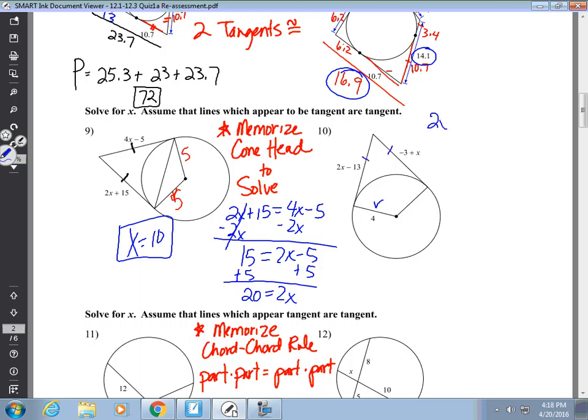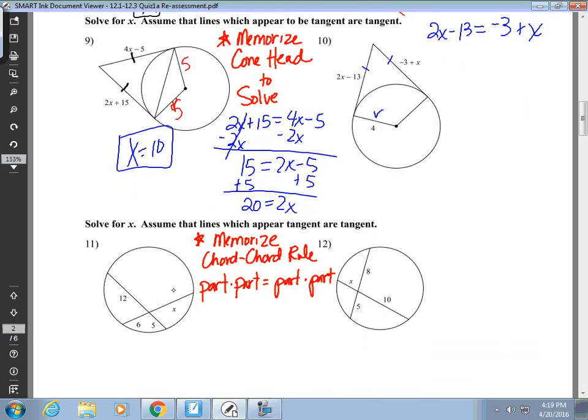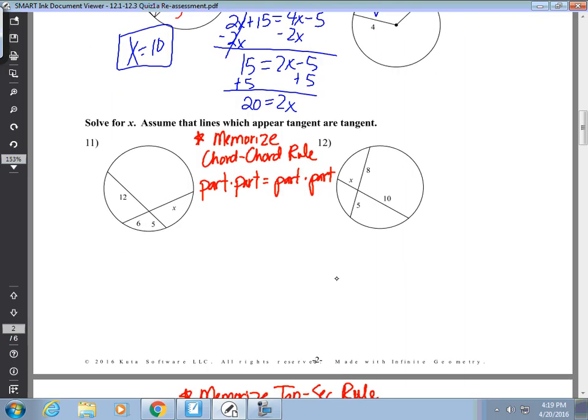tangents to solve. So this 2x minus 13 is equal to a negative 3 plus x. Don't forget your signs. Solve for x. If you do it correctly, you should get a similar answer to number 9, which was very similar to number 11. All right, so here, part times part.